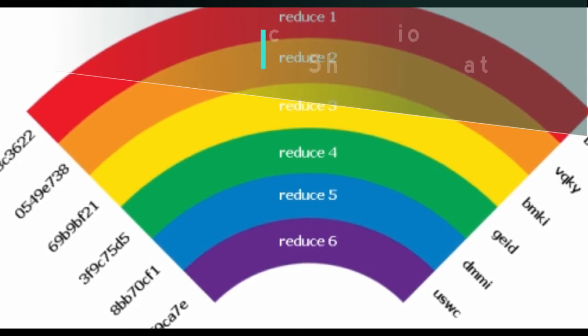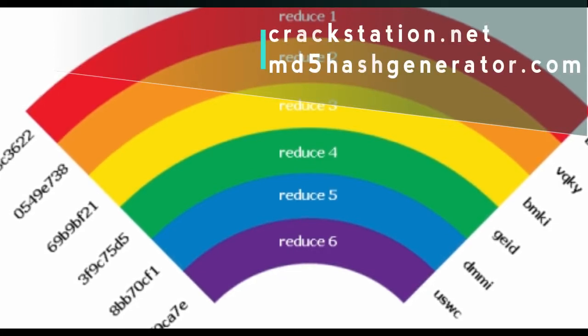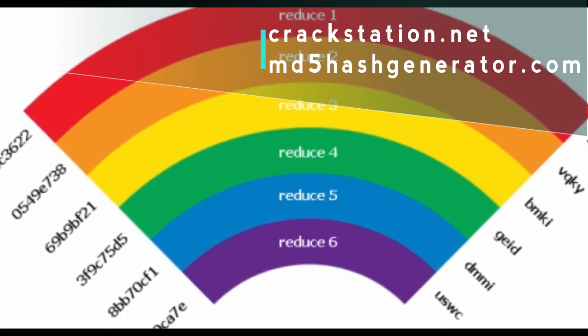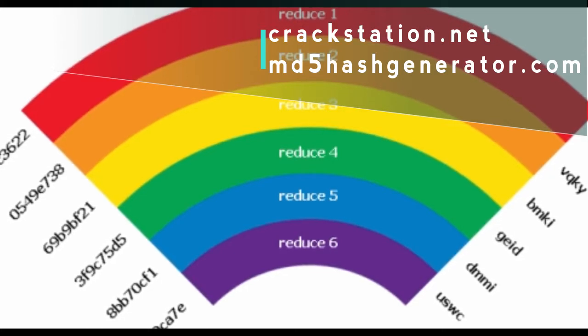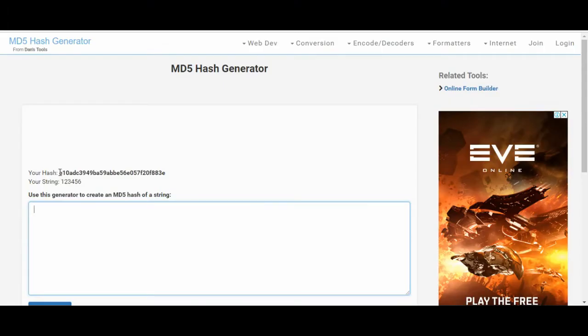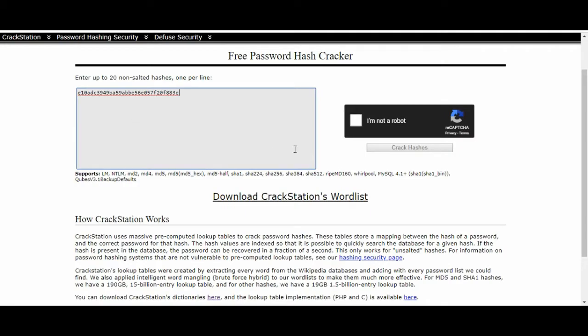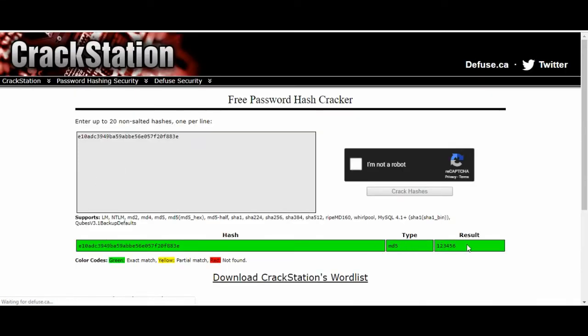What you have to do is type the password in the site md5hashgenerator.com, and I'll provide both links in the description. You type your password, no matter what it is. Let me just use a simple password, which is 123456, and when the hash code is copied and pasted over here, you just fill in the captcha and click crack hashes, and then it will work and it shows the password.